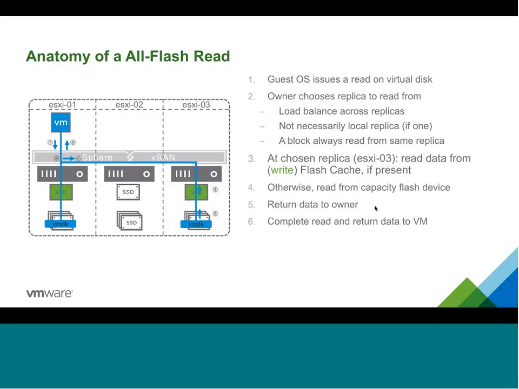Then, if it's not there, I will read it from the capacity tier. See, right? And then I would return the data back to the owner, and the owner serves it back to the VM. That's how a read happens in the all-flash environment.